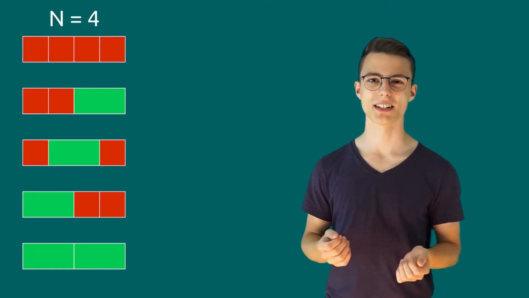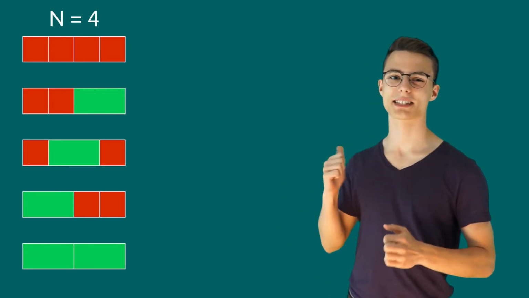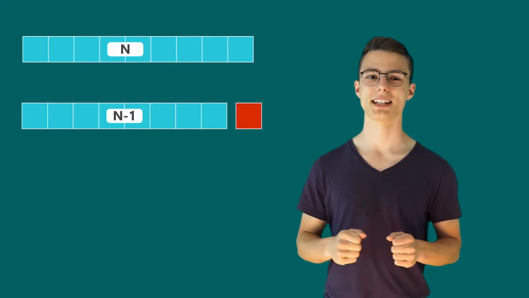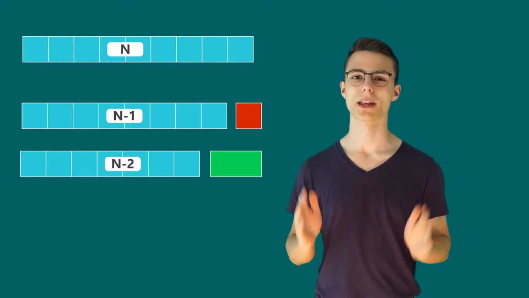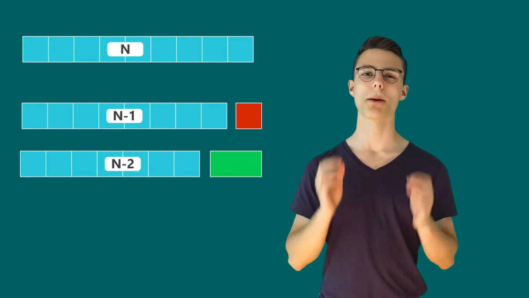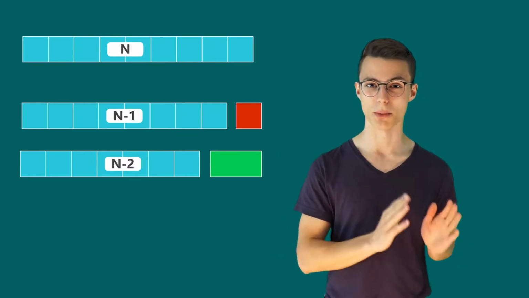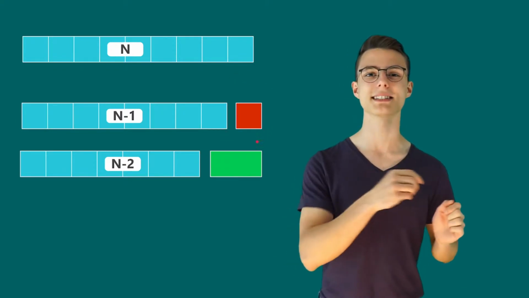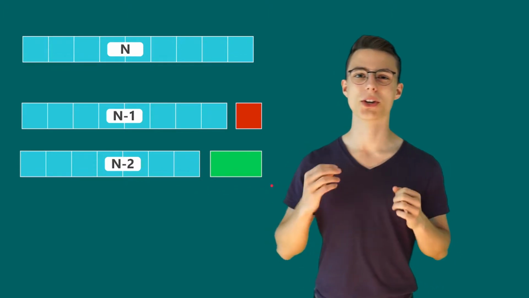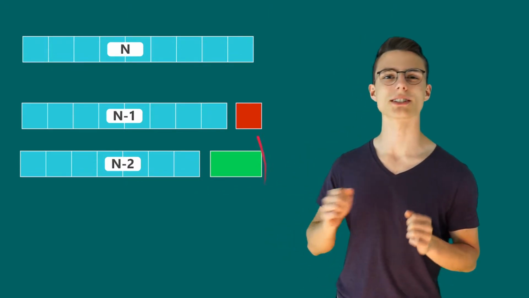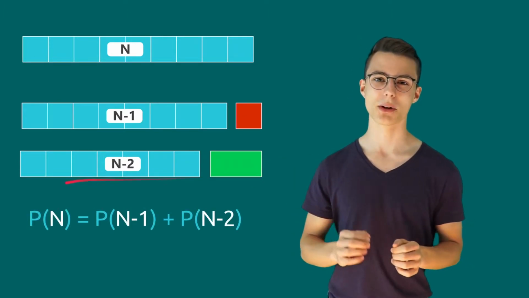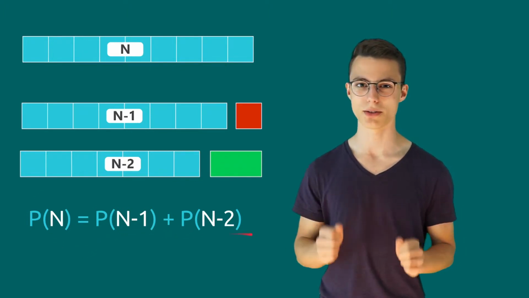Not that easy, right? Let's have a look at the very last block. There we only have two options. Either the last block is a small block or a big block. So we can say that the number of possibilities of length n is equal to the number of possibilities of length n minus 1 and then add a small block, plus the number of possibilities of n minus 2 and then add a big block. This way we do not count any cases twice, as the last block is always different. So we found a recursive formula. P of n equals P of n minus 1 plus P of n minus 2.